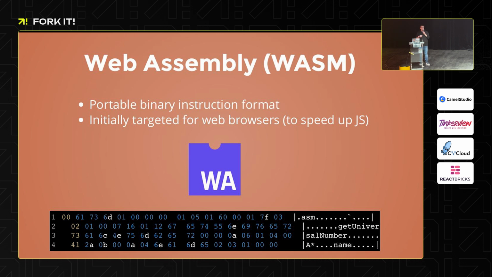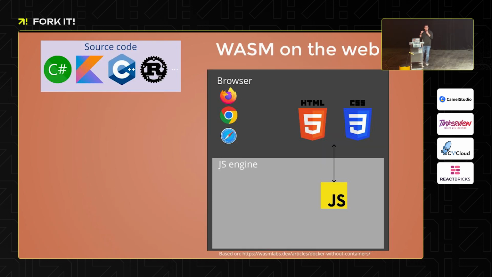WebAssembly is a very powerful technology. It's a portable binary instruction format. You can see it like a JVM, which runs everywhere, but with also some more interesting features. You see at the bottom of the screen how it looks. It's really a binary. But what's really interesting about WebAssembly is that it runs on browsers and even outside browsers. For my work, I just focus on the browser side, more precisely like this. So we have the browser on the right, which runs WebAssembly code.